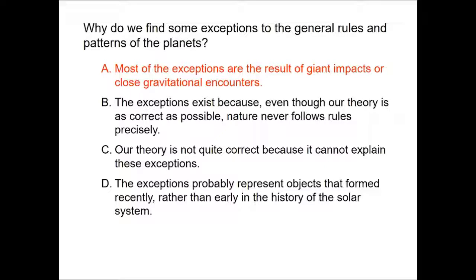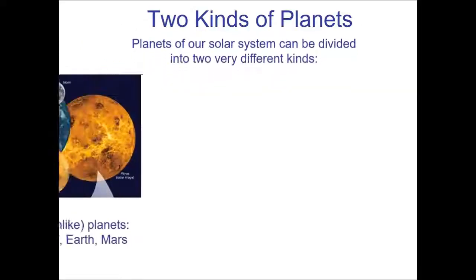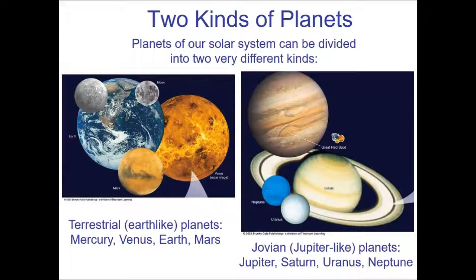So D could be right, but we just don't see evidence for that. Okay. All right. So I mentioned the two types of planets. We organize the terrestrial planets into Mercury, Venus, Earth, Mars. We kind of throw the moon into that because they're so similar. The moon is so similar to the terrestrial planets, so we're just going to throw that in there. And then Jovian planets is Jupiter, Saturn, Uranus, Neptune.